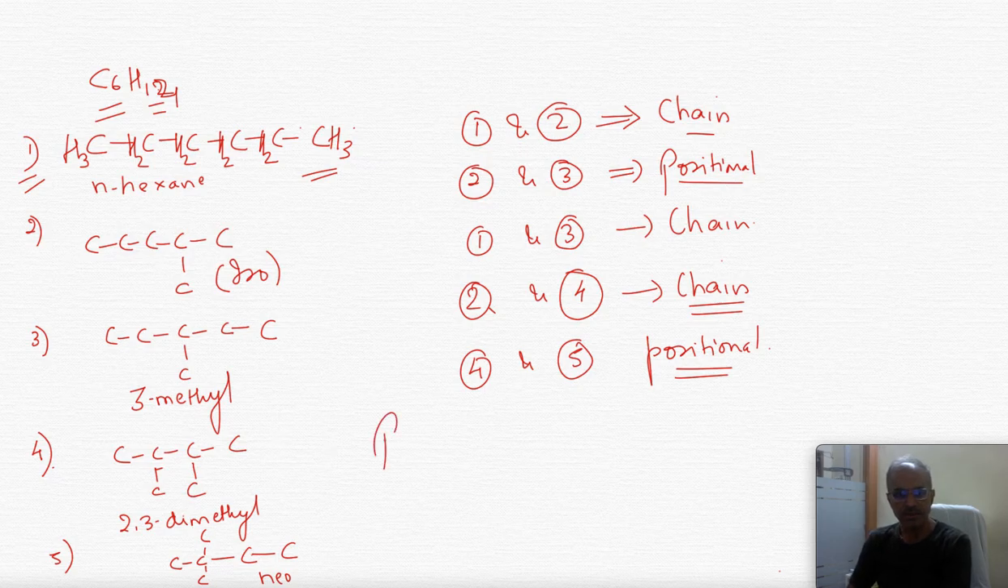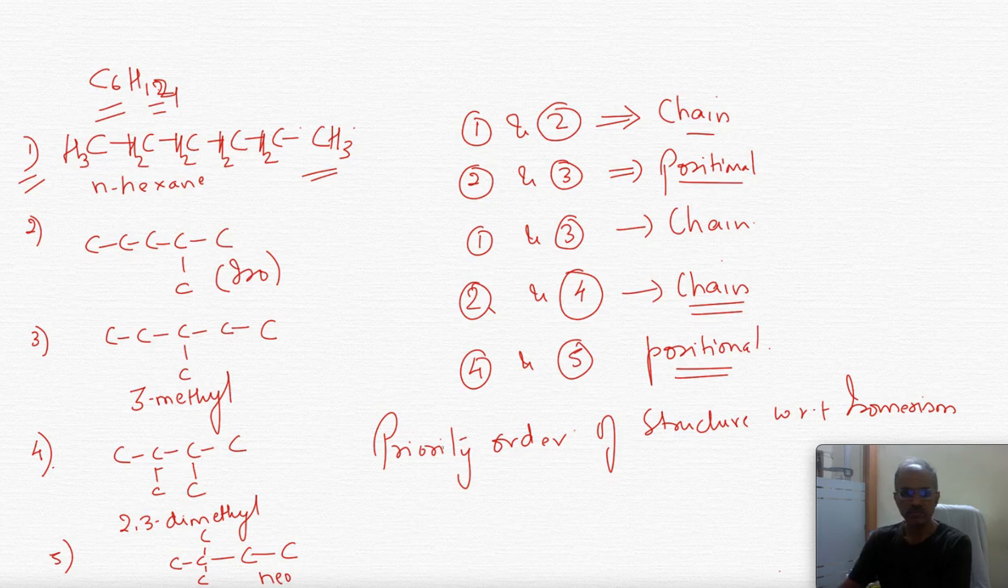The priority order of the structure with respect to isomerism is: first comes ring chain isomerism, then tautomerism, then functional isomerism, then metamerism, then chain isomerism, and then positional isomerism. So from here to here we have to go, right?